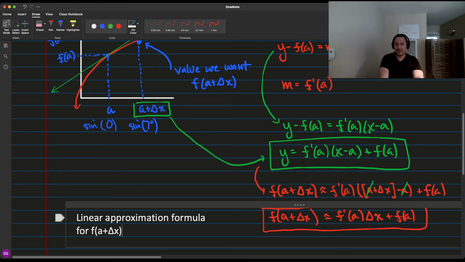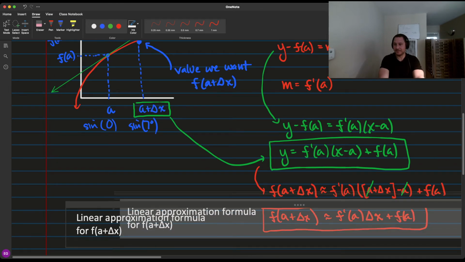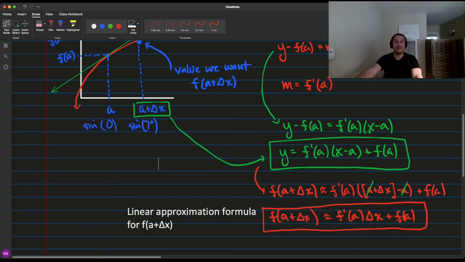So the linear approximation for f of a plus delta x, that's what this is. If you want to approximate that, that's what we're going to do. This allows you to do things like, hey, I want to know what sine of 7 degrees approximately is. You don't know how to calculate that, so you're going to use the tangent line at sine of 0 to make your estimate. Let me give you an example of how this actually works in practice.